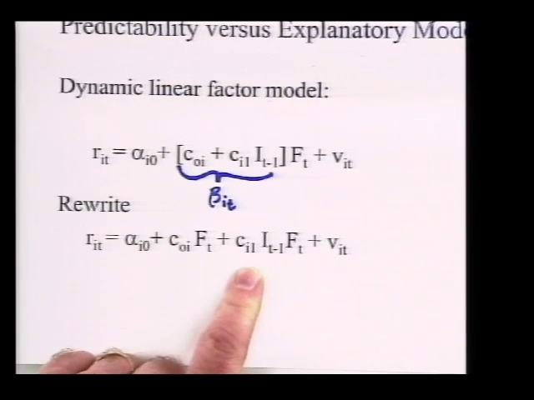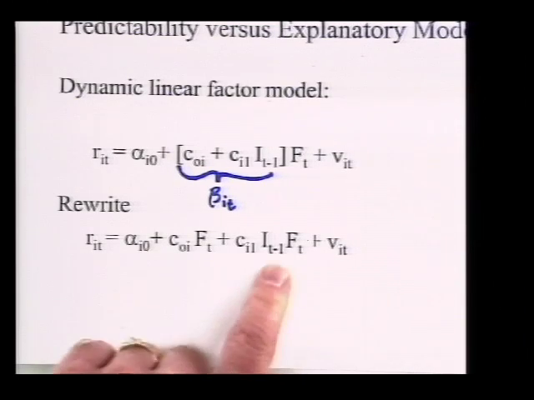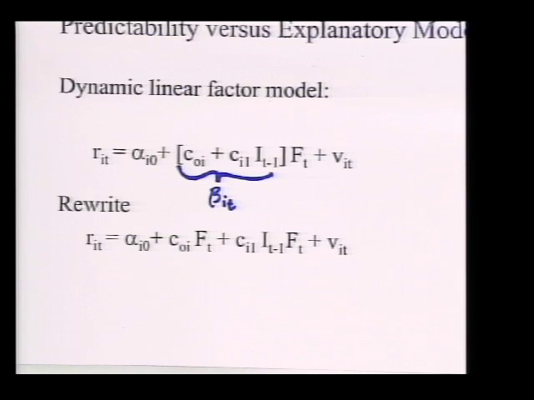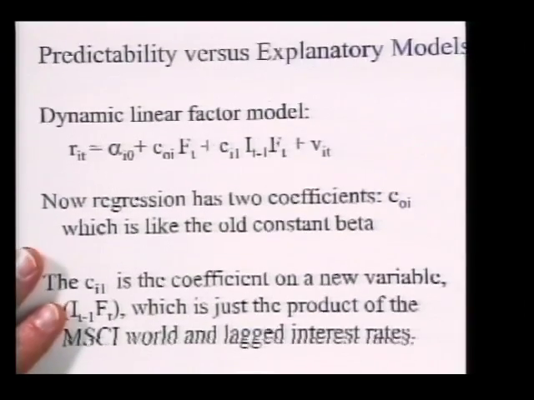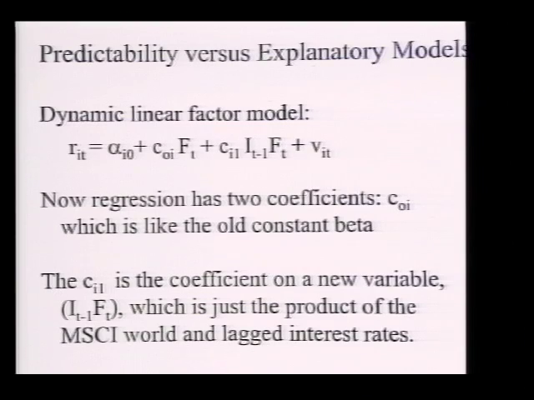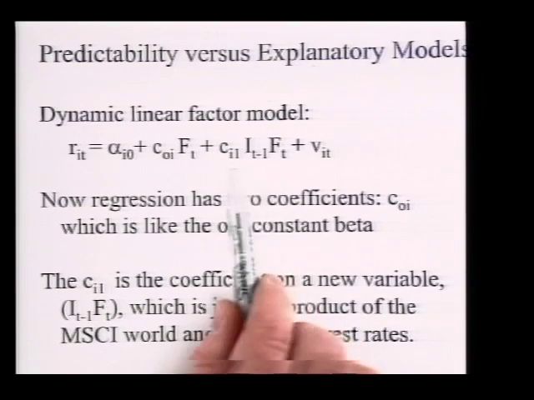So this is actually pretty easy to do. We don't need any heavy-duty econometrics. Instead of just a simple regression, we're going to create a new variable, which is the interaction between the interest rate and the factor. Let me rewrite it. This is the new regression. We're going to estimate three coefficients.